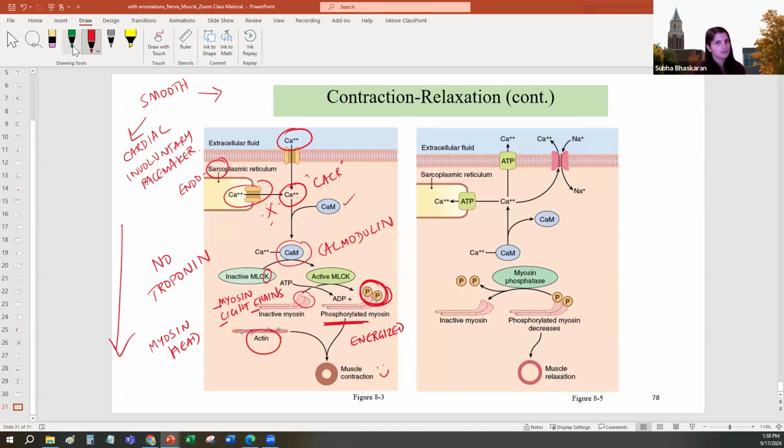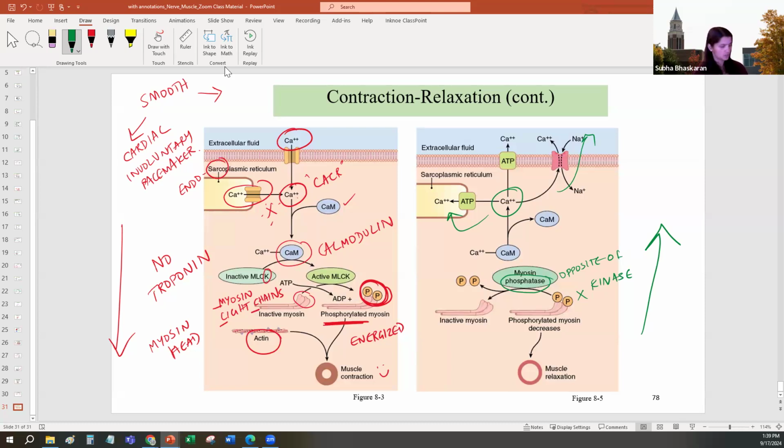What do you think will happen for relaxation? You need to take away those phosphates, right? So phosphatase comes in. This is the opposite of what? Opposite of kinase. It takes the phosphate away, then the calcium, do you think has to go back, right? Yes or no? So calcium has to go back. Again, it requires ATP, and then everything is back to normal, right?